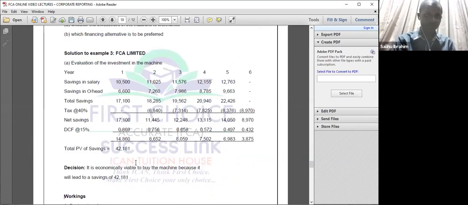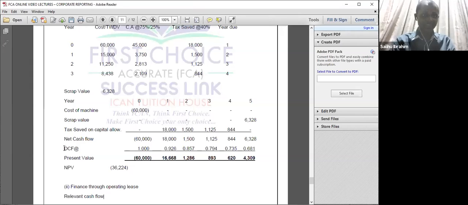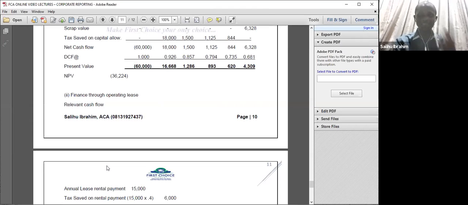So that is what we have here. So this is going to be discount factor at 8%. These are the discount factors. So present value will now be this. What will now be the NPV? NPV is 36,224. You can see that the scrap value and the tax saved on the capital allowance has reduced the cost of the machine to 36,288.